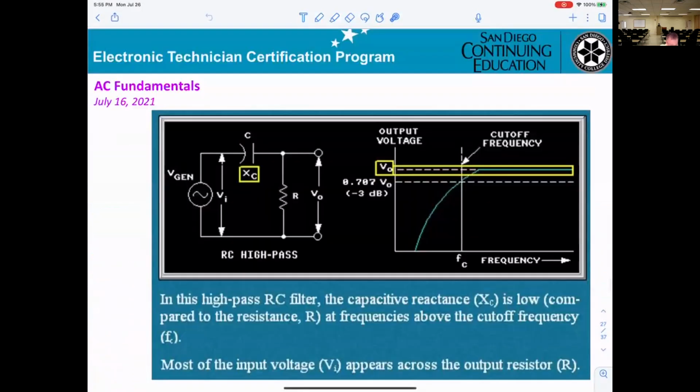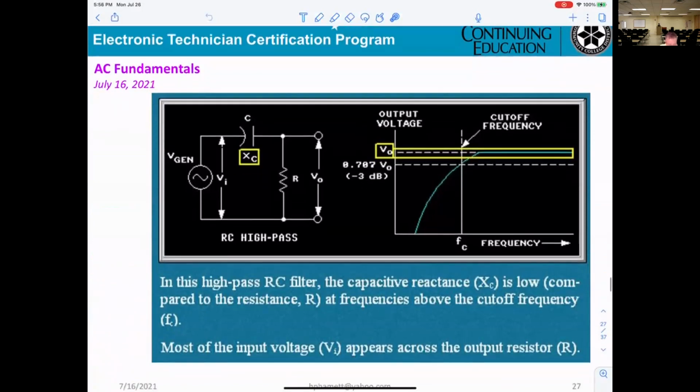That will be telling you they will pass any frequency higher than the cutoff. Any frequency less than the cutoff frequency will be attenuated or stopped.